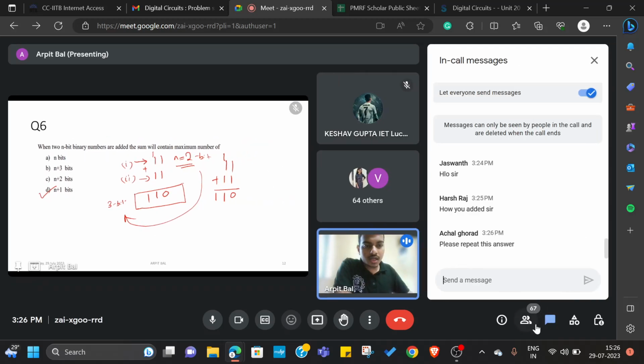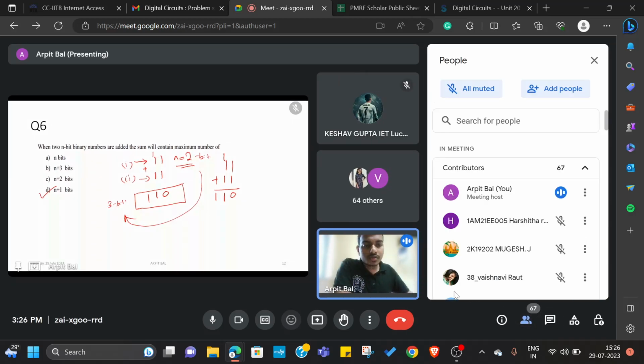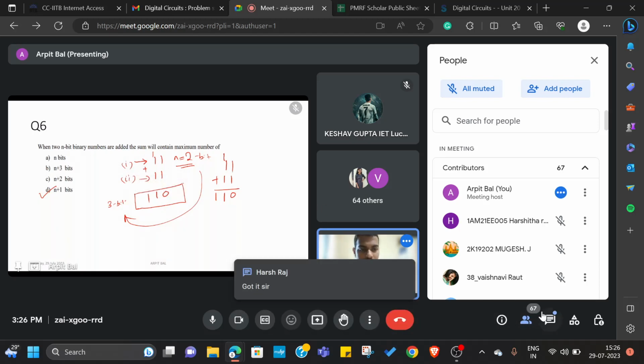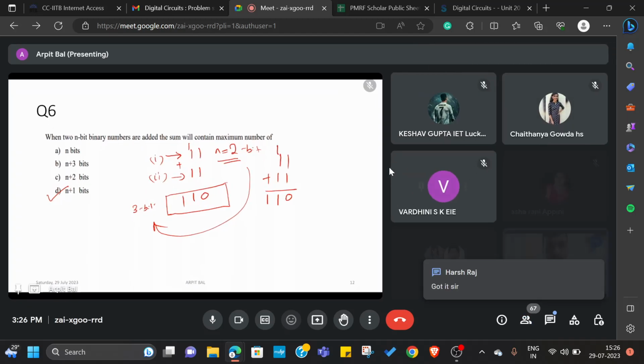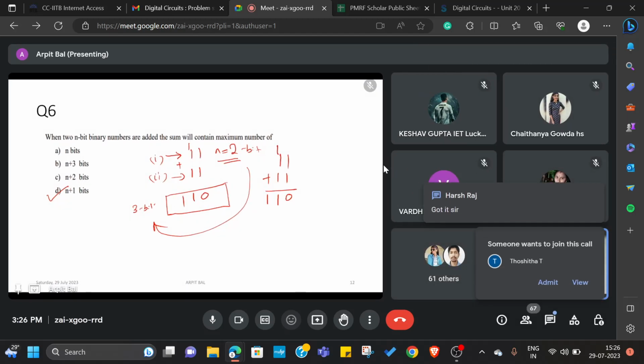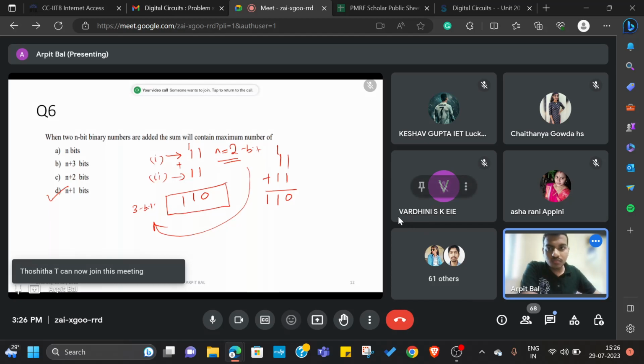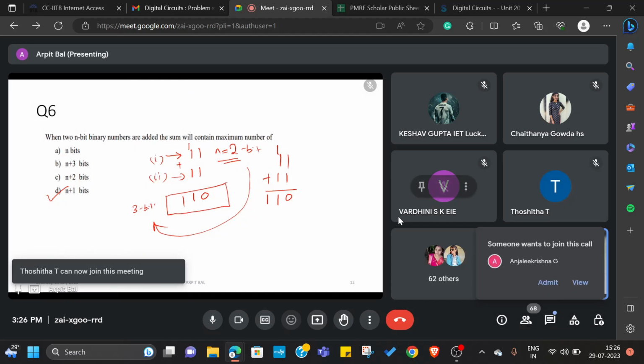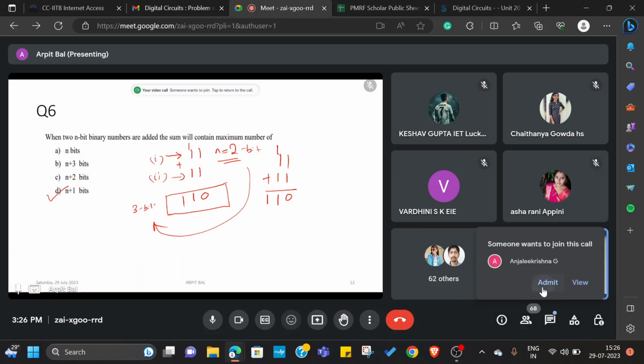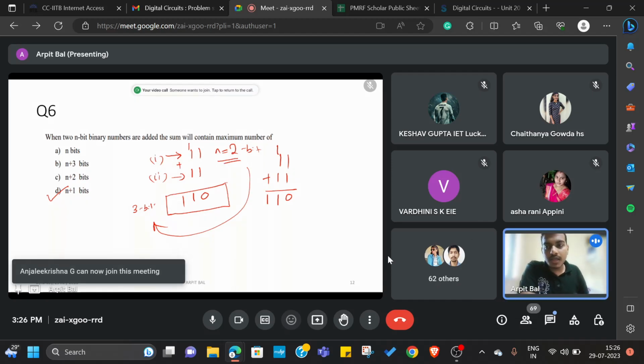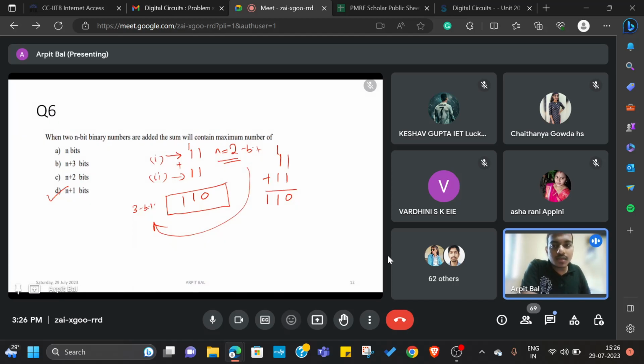Okay, yeah, sure, I'll repeat this answer. I hope this question is clear. It is given that we have two n-bit binary numbers, and they are added, so what will be the maximum number of bits that can be present in the result of that addition.